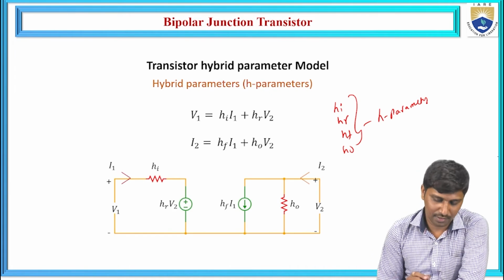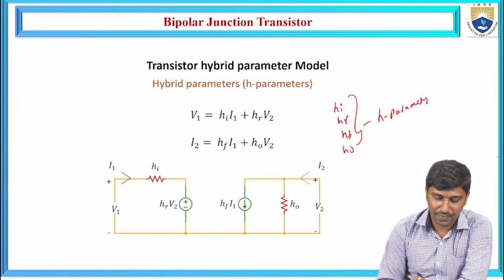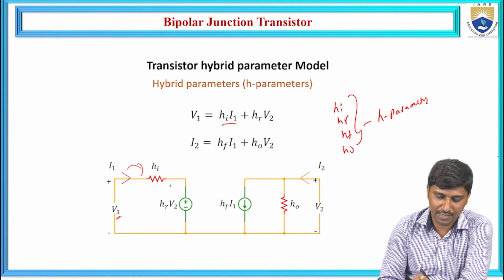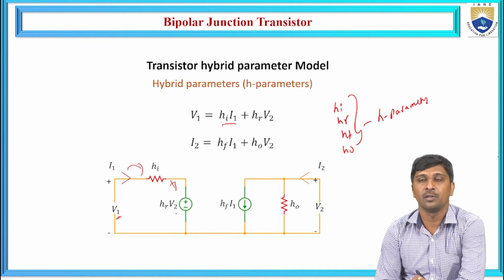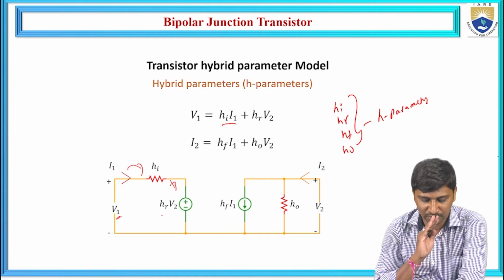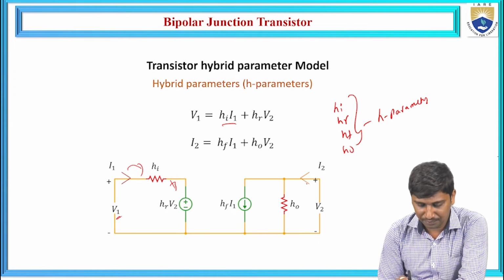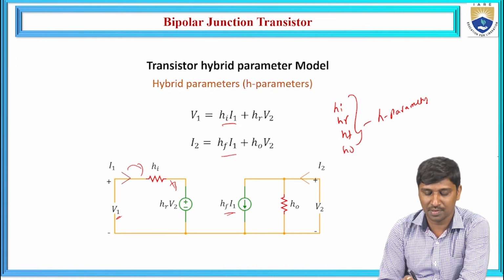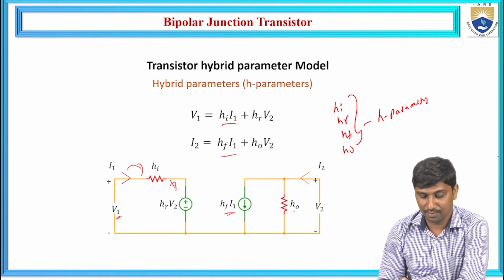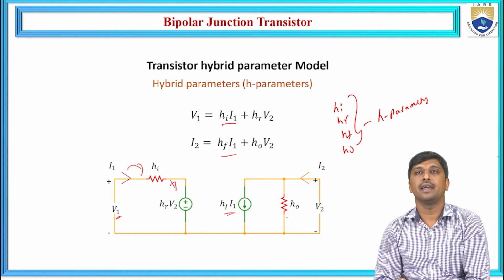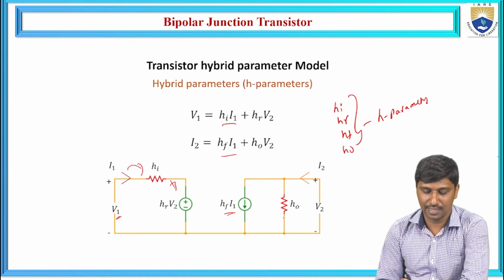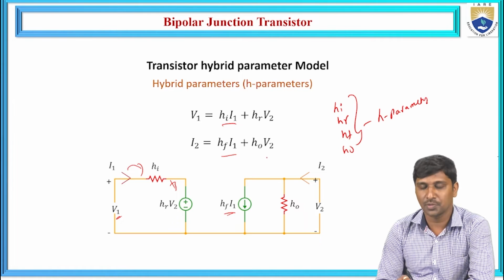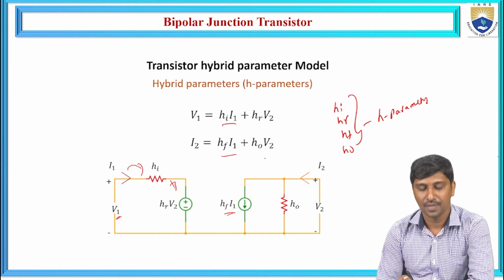Based on that, this is an equivalent small signal model. We are writing V1 equal to hi times I1 plus hr times V2. Similarly, on the output side, the collector current I2 is represented as hf times I1 plus ho times V2, where hi is nothing but the input impedance, hr is the reverse voltage gain, hf is the forward current gain, and ho is the output admittance.